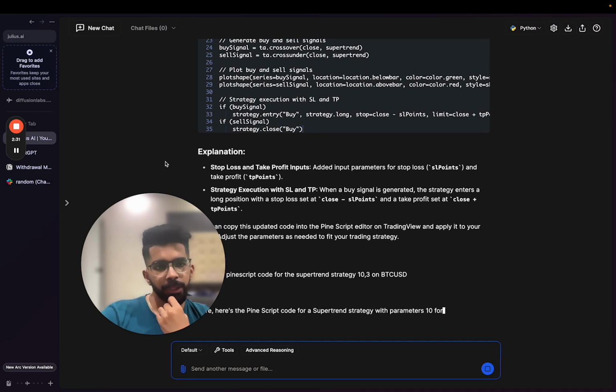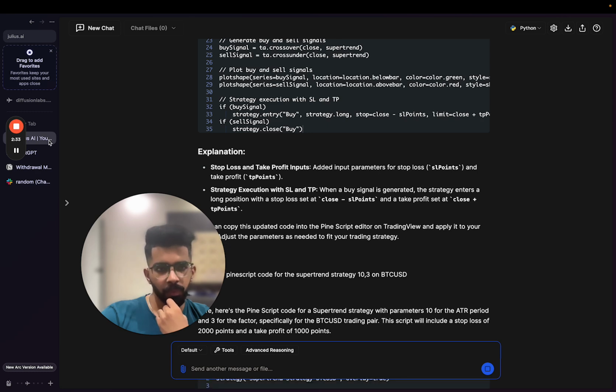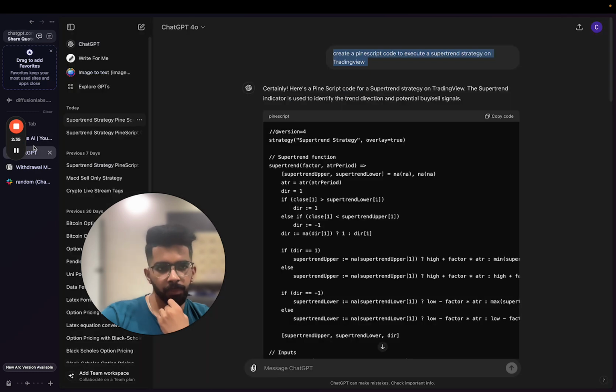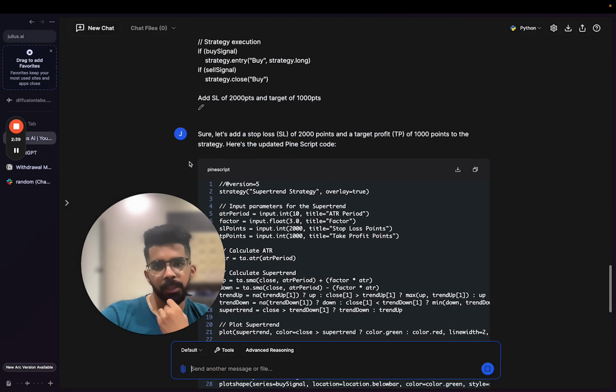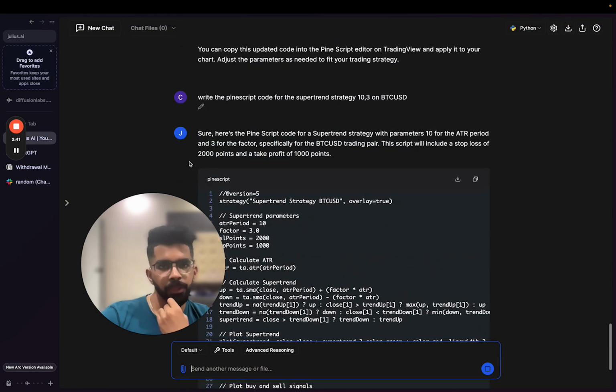Now you can use any LLM you want. Examples of common LLMs are ChatGPT. I am using Julius here because Julius is optimized for generating code outputs. ChatGPT is optimized for answering questions, Julius is optimized for outputting code. You can also use other AIs like Bard or Claude if you want.